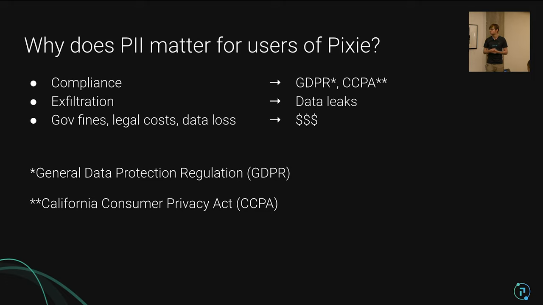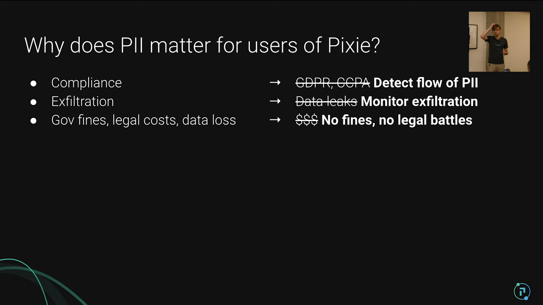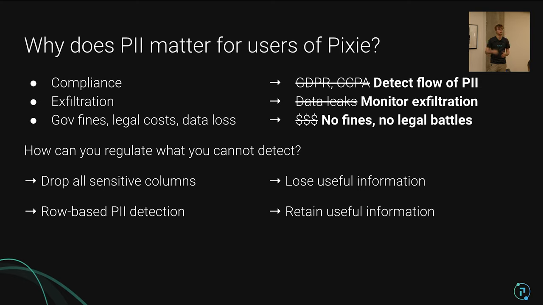There are greater government fines now for data leaks, for exfiltration, for not being more careful about the way you process sensitive information. So given these constraints, ideally, we want Pixie to be able to detect the flow of PII in our users' Kubernetes clusters and monitor if potential leaks are occurring, thereby preventing fines and legal battles. But to do that, you need to be able to find PII.